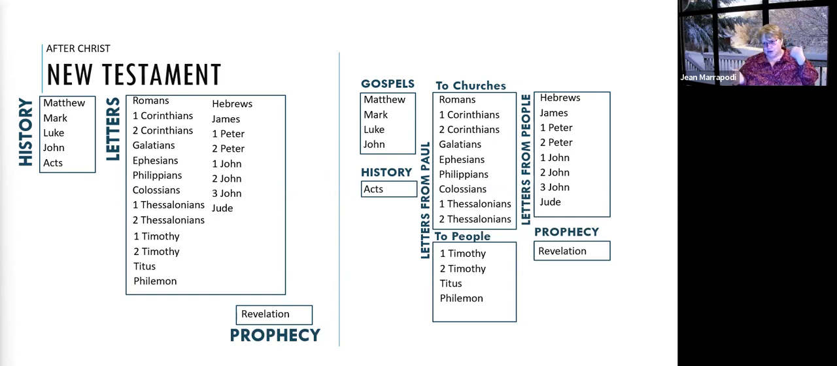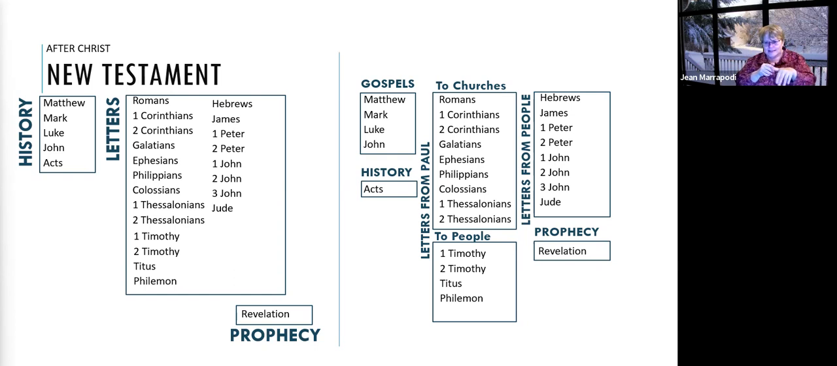Matthew wrote to the Jews. Mark was focused on the Greeks. Luke kind of focused on everyone, the Gentiles. And interestingly enough, Luke was a doctor, and they think he was probably Paul's doctor traveling with him. And he has all kinds of medical references in there. And he focuses a lot on the details of the miracles that a doctor would pay attention to that other people might miss. It's interesting, those little things.